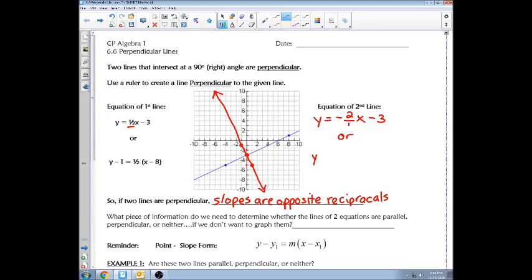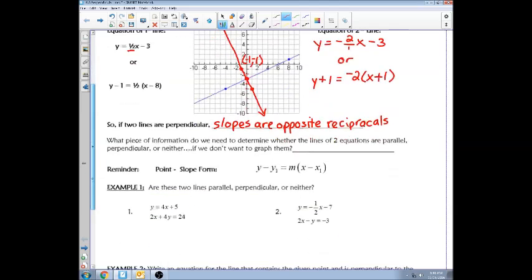So in order to write that in point-slope form, the point I'm going to use is this point, negative 1, negative 1, okay? So it would be y plus 1 is equal to negative 2 over 1, which would really just be negative 2, times x plus 1. So those are a couple different ways that I could write an equation that is perpendicular to the original, okay?